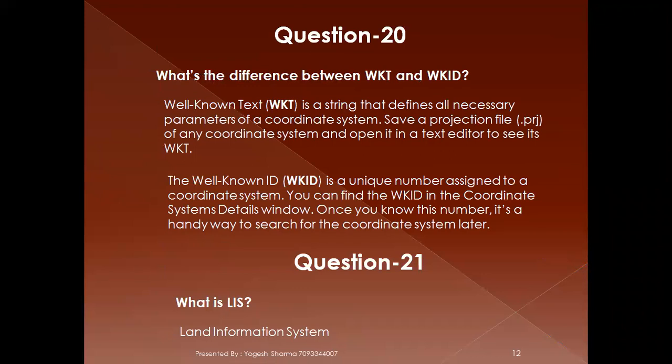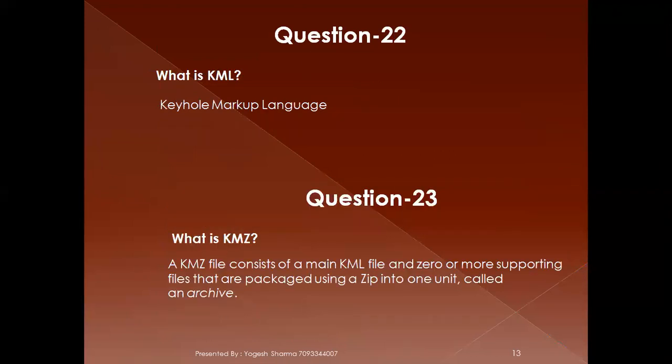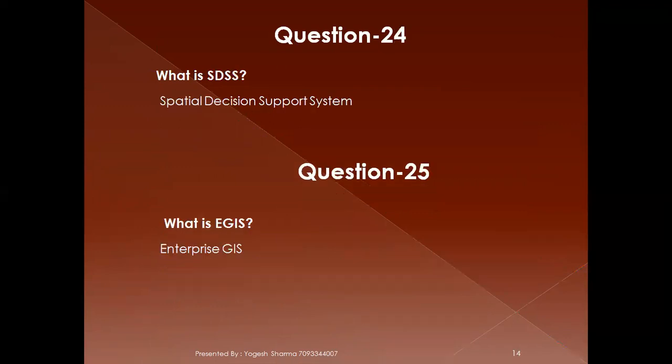What is the meaning of LIS? LIS stands for Land Information System. What is KML? KML is called the Keyhole Markup Language. What is the meaning of KMZ? KMZ is basically a zipped form of the KML. Normally in ArcGlobe or Google Earth software we use this KMZ file. This is actually an archive file.